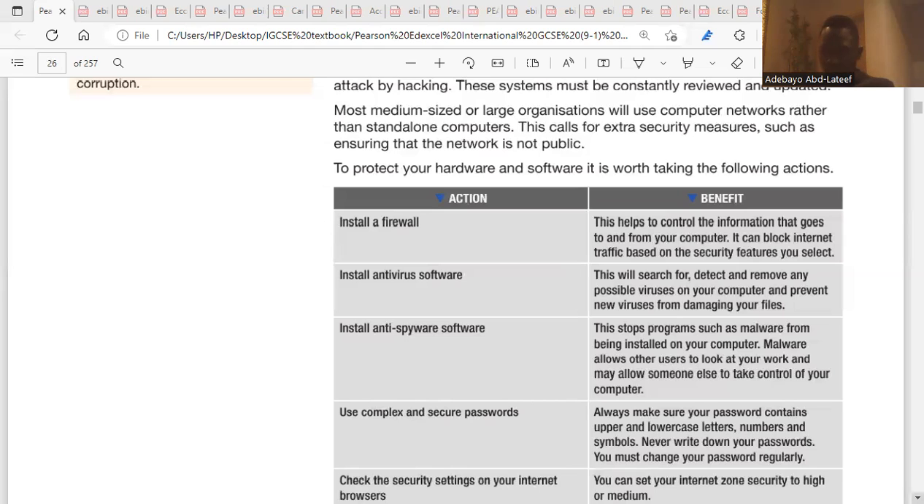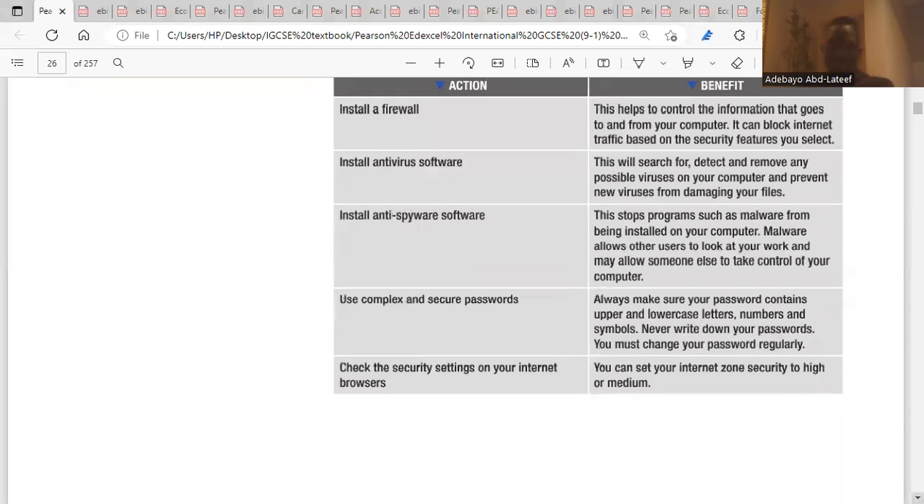The third one, install anti-spyware software. This stops programs like malware from being installed on your computer. For malware allows other people to have access to your work. Do you understand? But when you install anti-spyware software, that means no one can spy into what you do.